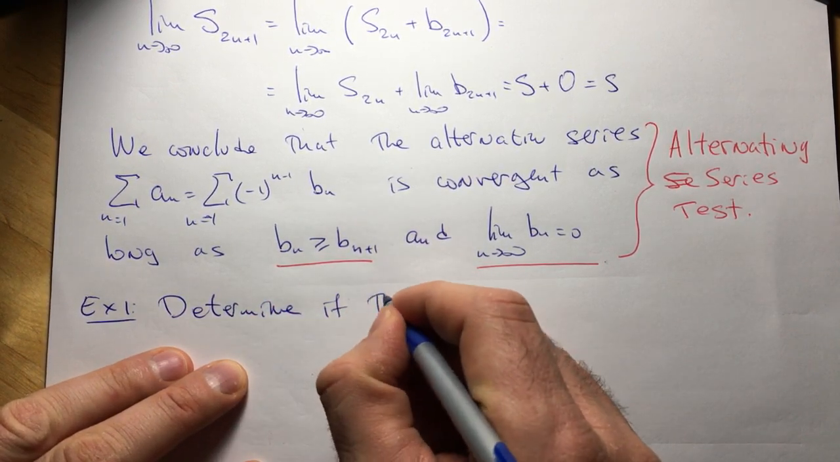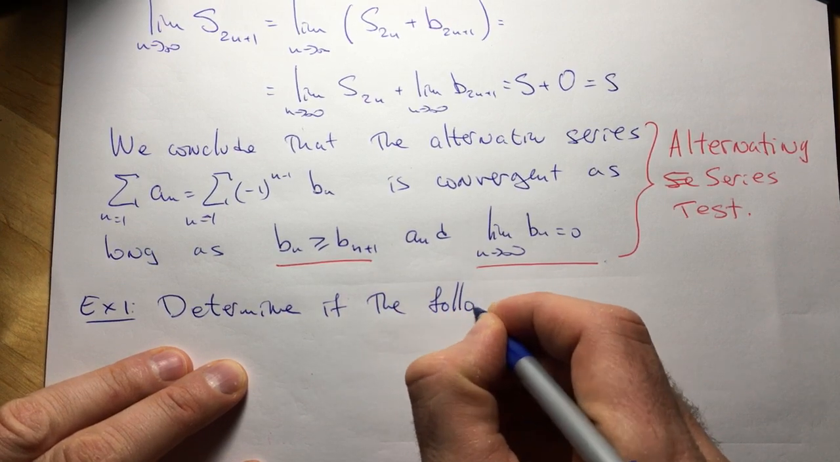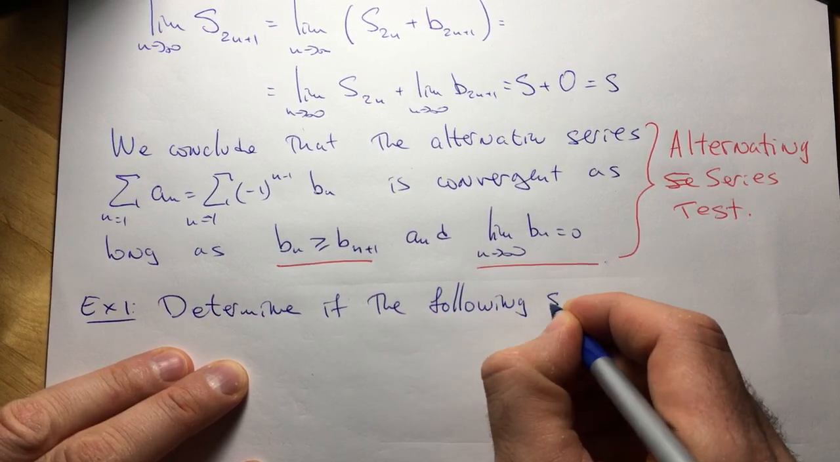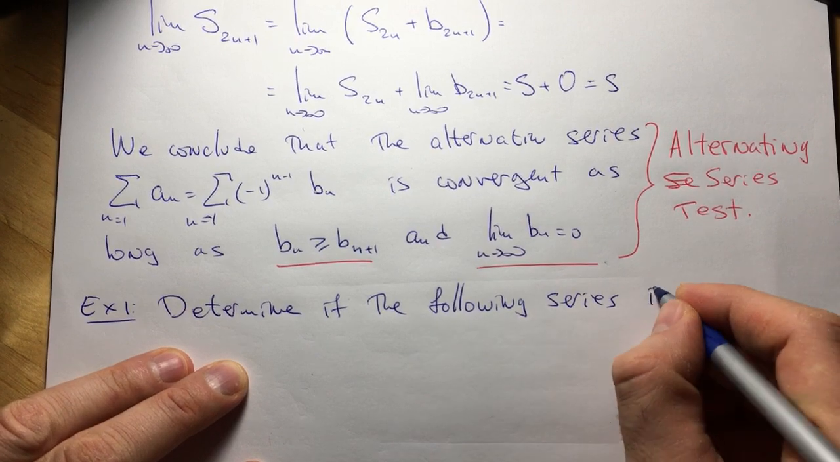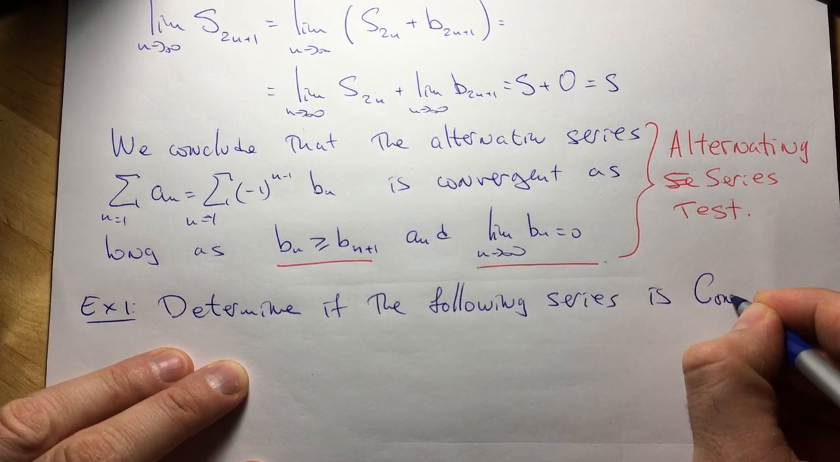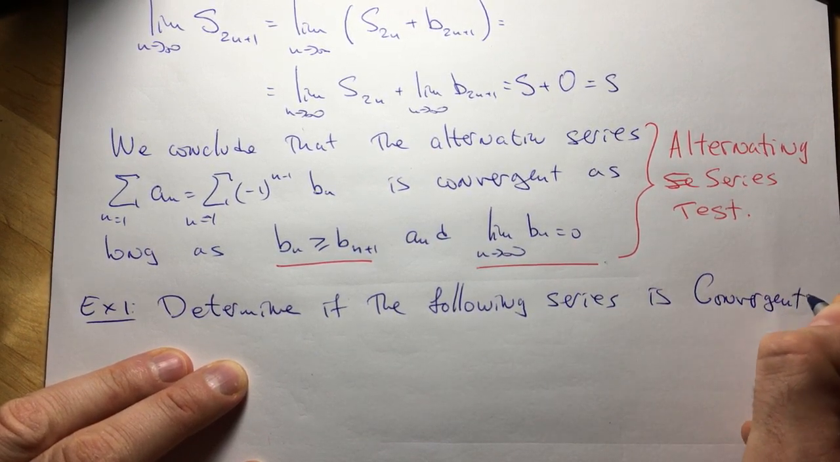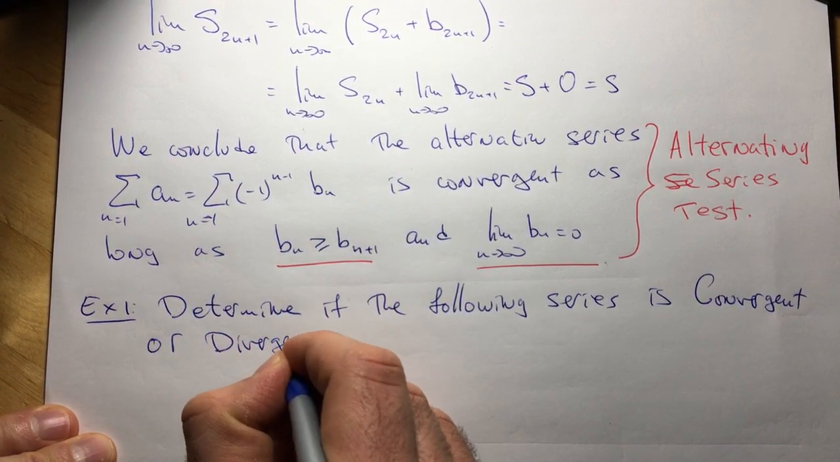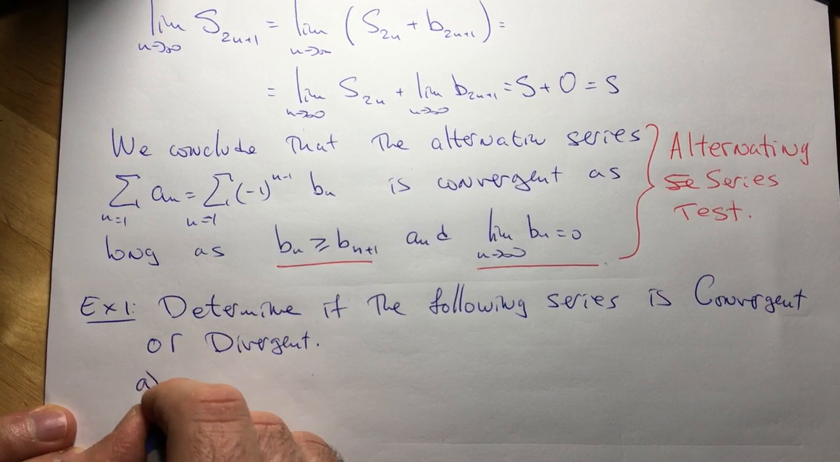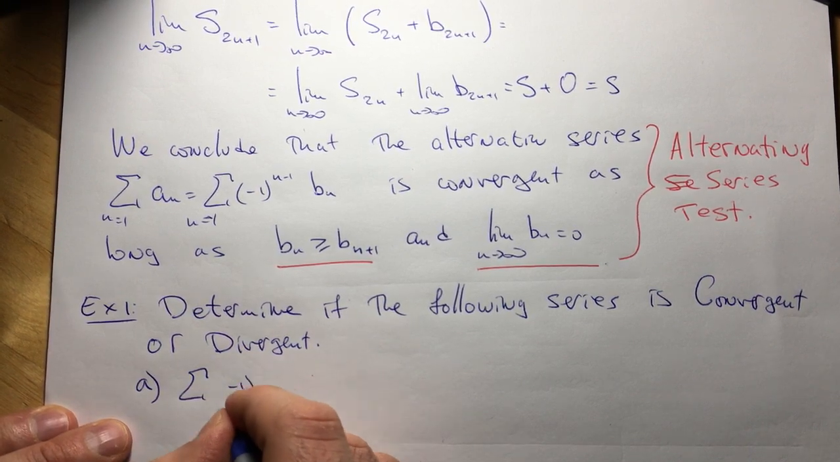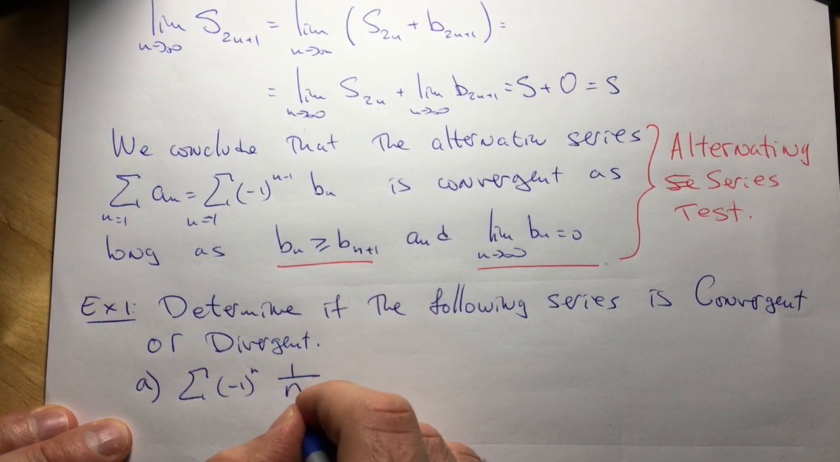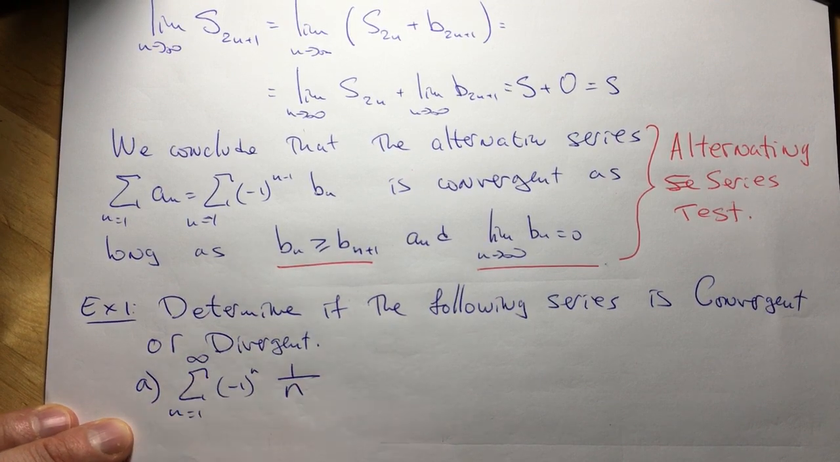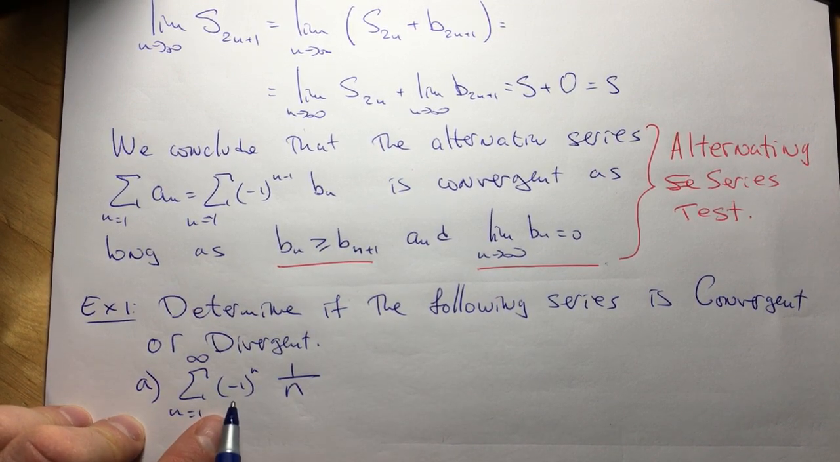Determine if the following series is convergent or divergent. The sum of negative 1 to the power n, 1 over n, goes from 1 to infinity. This part right here, negative 1 to the power n, tells us that we're dealing with an alternating series.